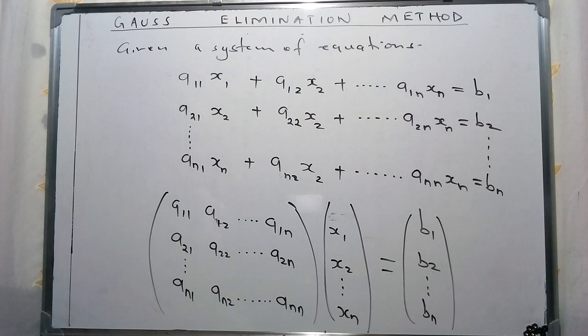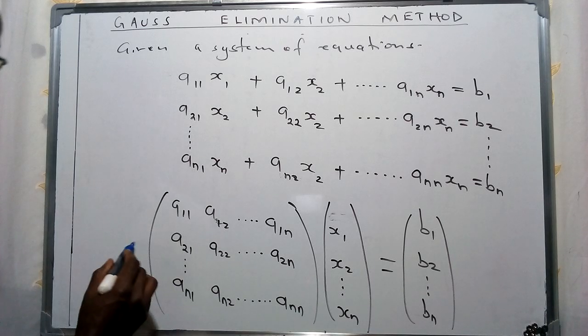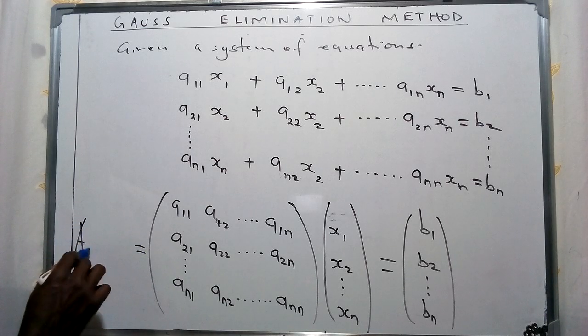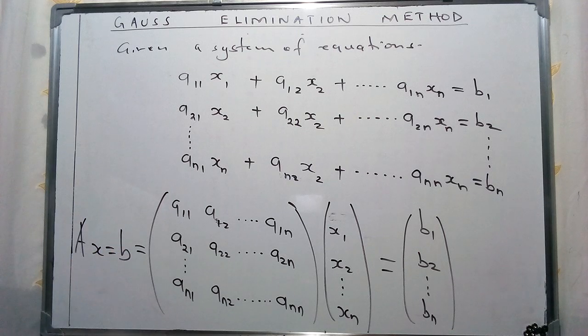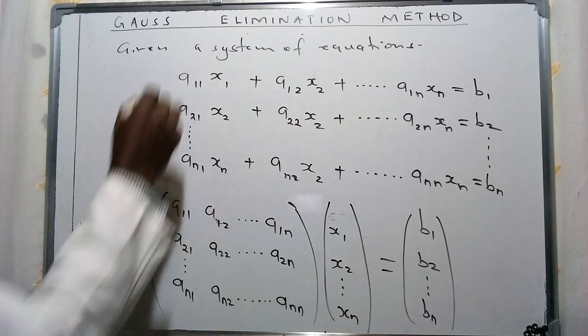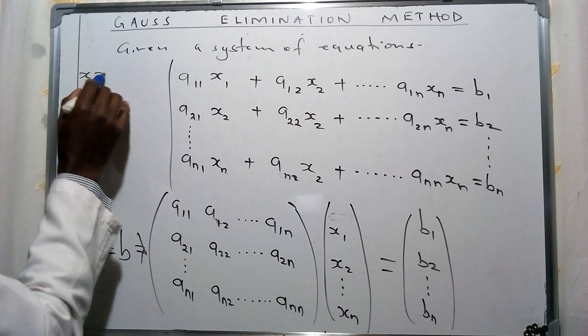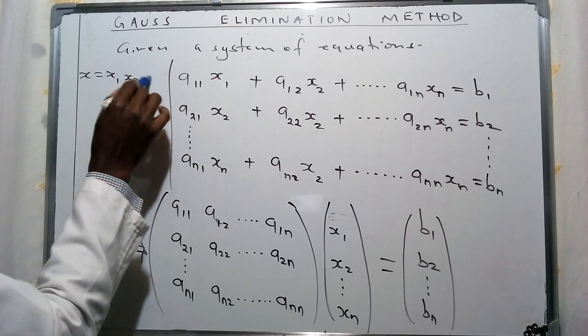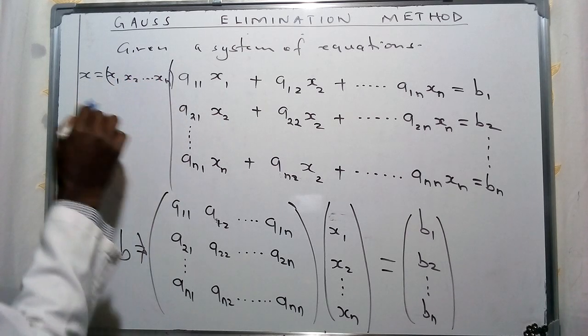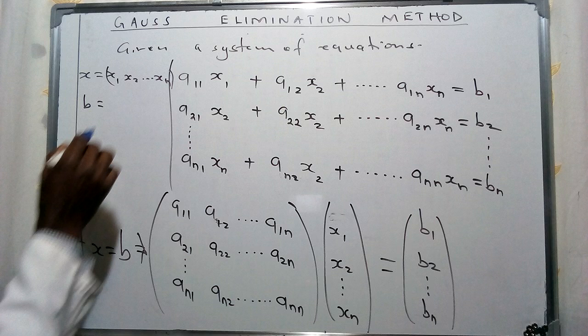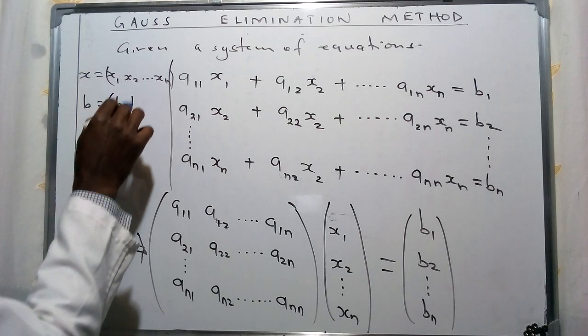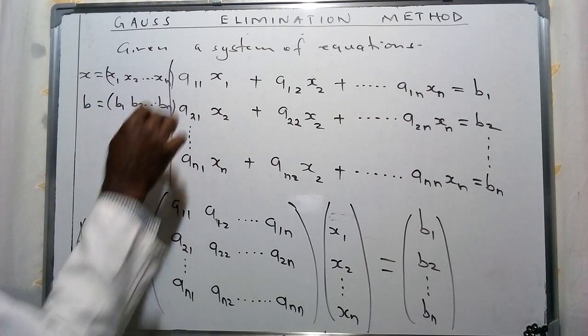And as I've said, this forms a general set of values which can be represented as Ax equals B, implying that this specific matrix form can be expanded to give this particular form. As we can see, x can be given in terms of x1, x2 up to xn. And we can as well have this set of B given in terms of b1, b2, up to bn, given as such.